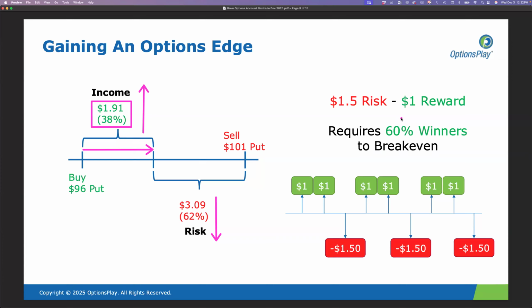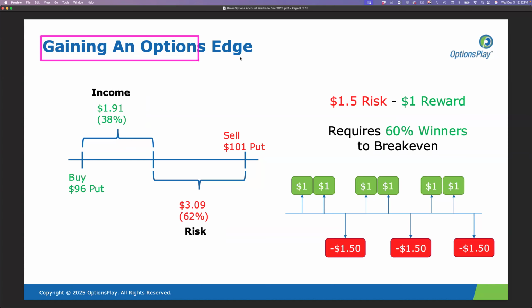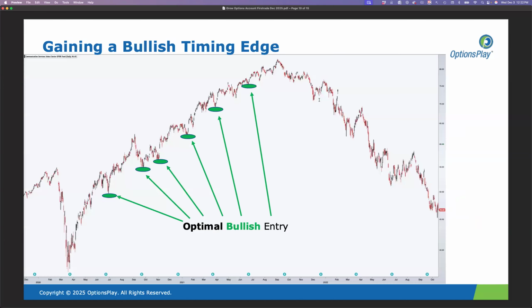So this is what I'm referring to in terms of gaining an edge on the options trade. Okay, that's the first step. The second step is you want to gain an edge on the timing of it. Because if you look at a chart like this, like I said before, if you can look at a chart and generally see that the stock is either trending higher or trending lower, that's really the bare minimum of what you need in order to sell a credit spread.